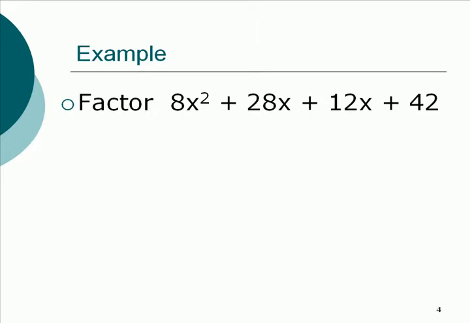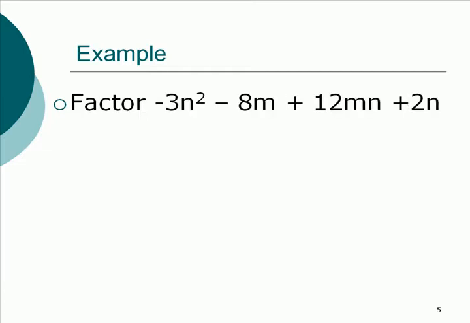Okay? Now that should look familiar because we had to use that principle on Friday. Now we're going to look at some uglier cases, though, where that doesn't shake out quite as nicely as that, but that's the principle. Let's do another one. Let's factor negative 3n squared minus 8m plus 12mn plus 2n.